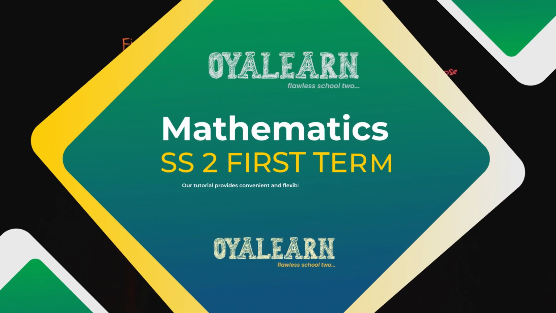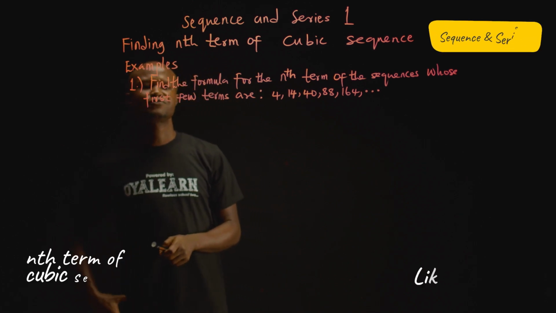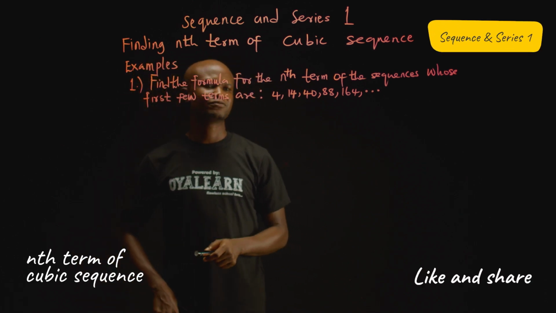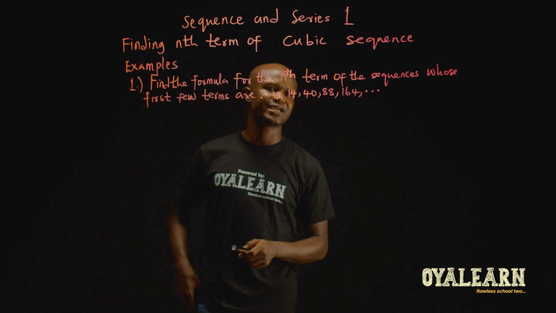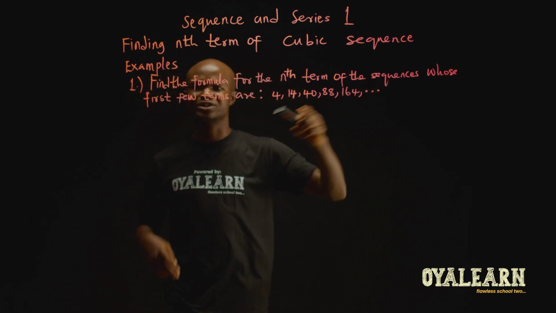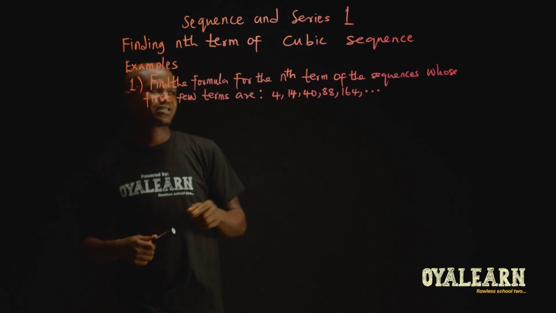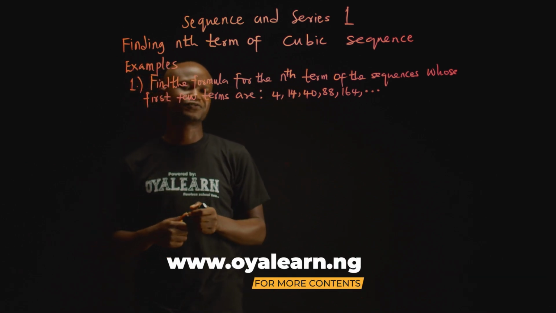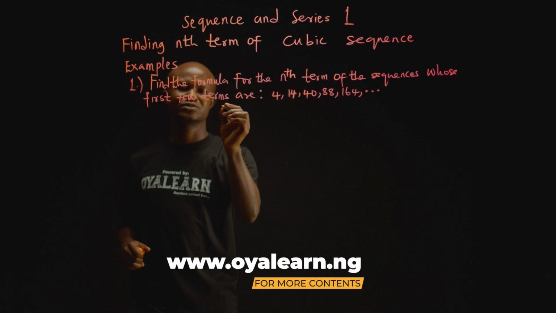Examples. Find the formula for the nth term of the sequence whose first few terms are 4, 14, 40, 88, 164. We can see that we have 3 dots here that indicate that this sequence is an infinite sequence. Solution.